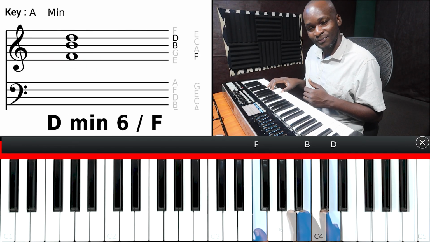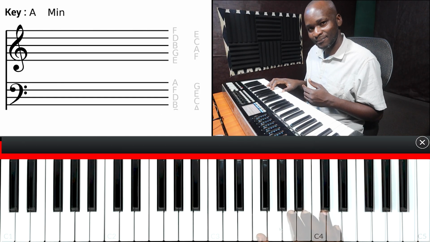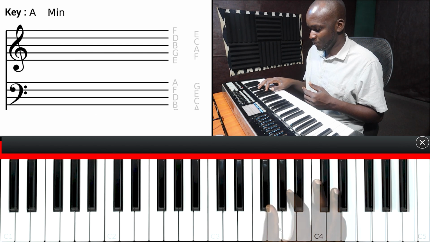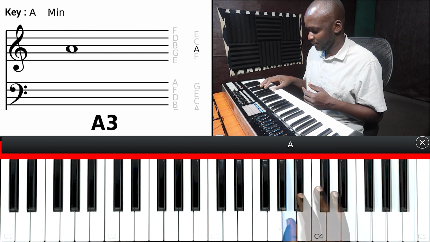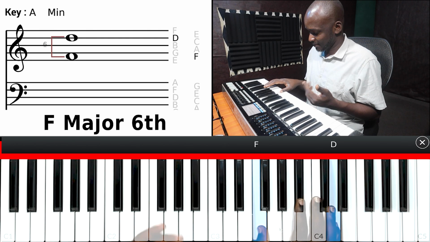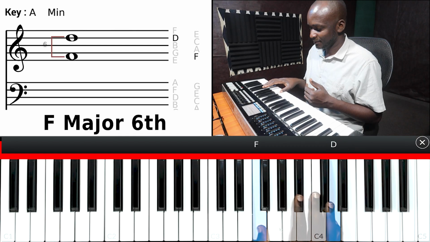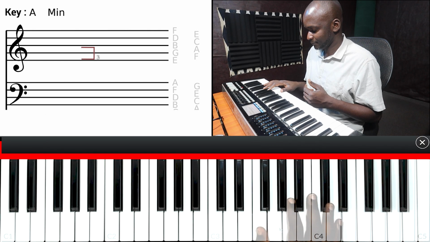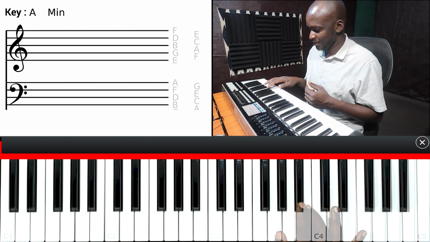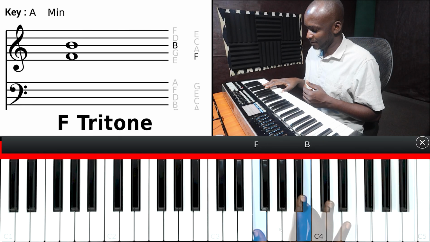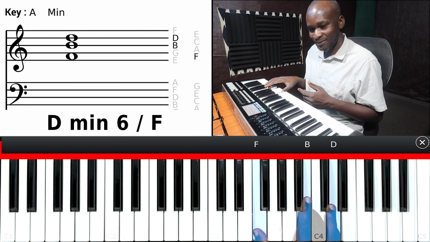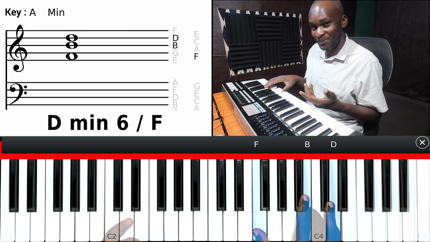Second inversion, we have the F, B, D, but still we have 0, 1, 2, 3, 4, 5, 6, 7, 8, 9. That's still a major 6th. And we have 0, 1, 2, 3, 4, 5, 6. I think this one is an augmented 4th. Still, you can consider it a 4th. Remember, a diminished 5th and an augmented 4th are the same thing.